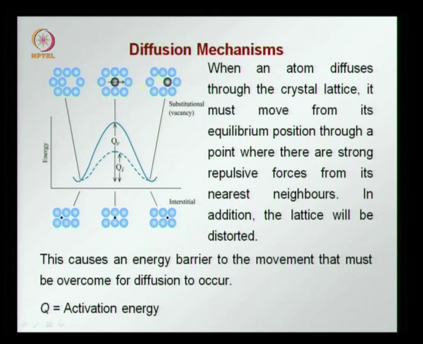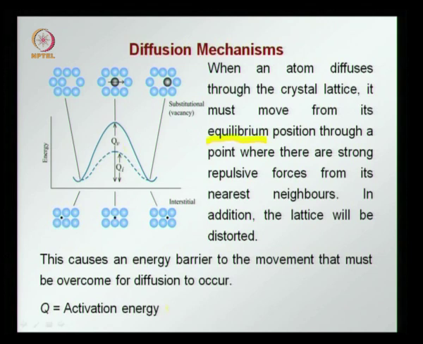So, when an atom diffuses through a crystal lattice, it must move from its equilibrium position where it was before the diffusion occurred through a point where there are strong repulsive forces from its neighbors, and in addition the lattice has to be distorted. This causes an energy barrier. This hump you see is the energy barrier.